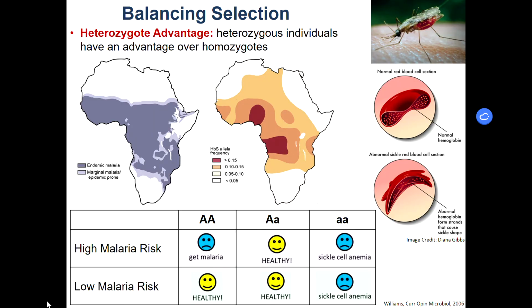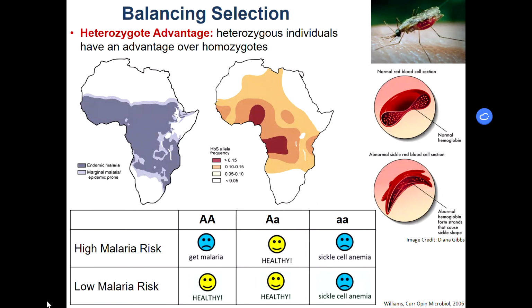So one type of balancing selection is called the heterozygous advantage. And that means that heterozygous individuals have an advantage over homozygous individuals. A really great example when we're thinking about humans is sickle cell disease. So in Africa and in other places in the world, but we're going to focus on Africa for this example, this mosquito and a few others transmit the pathogen malaria.